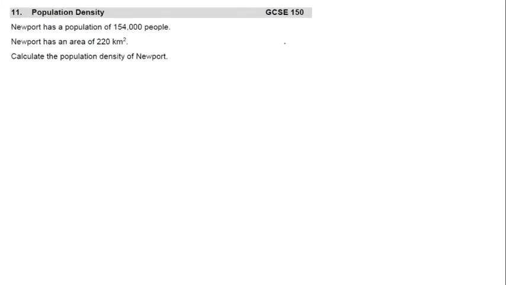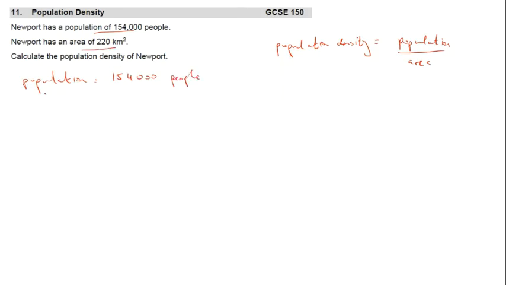Again, if you know the formula, it's easy. Remember, population density of a region is how crowded it is, and the formula is population divided by the area of the land. So this one's easy because I'm told the population is 154,000 people. I'm told the area is 220 kilometers squared.